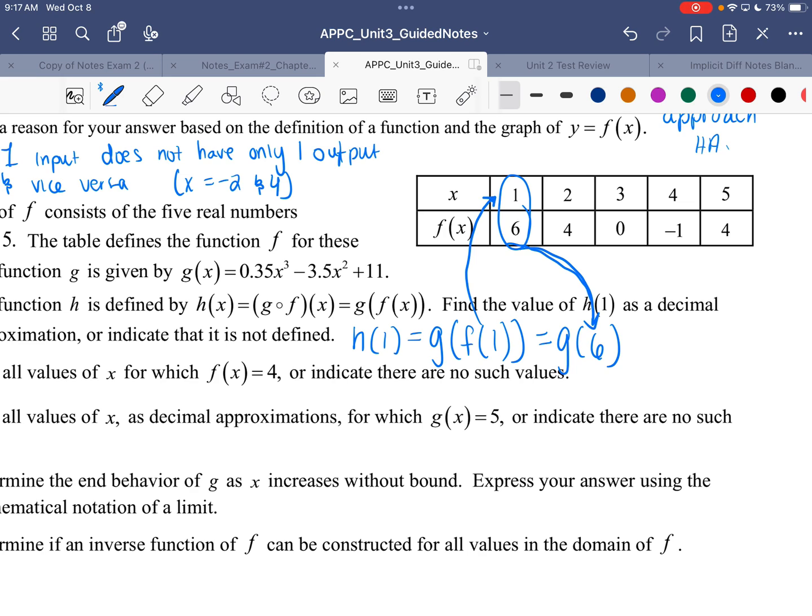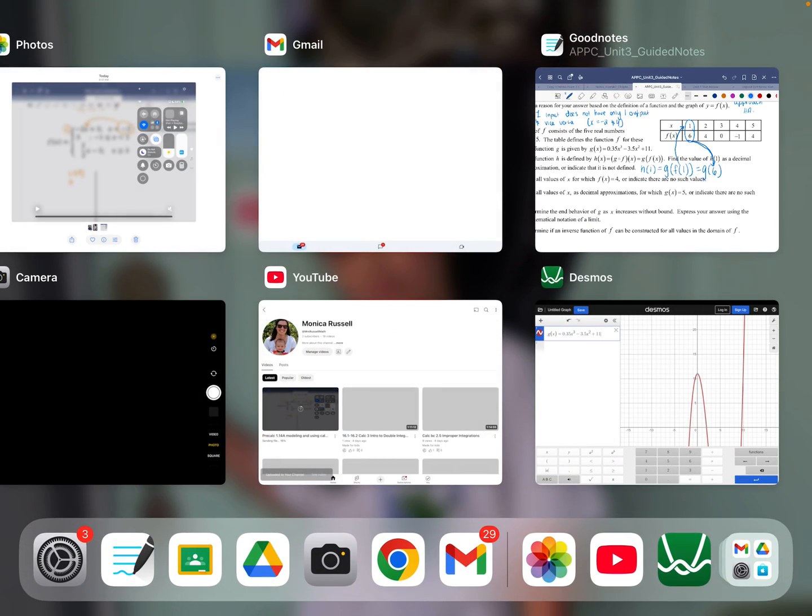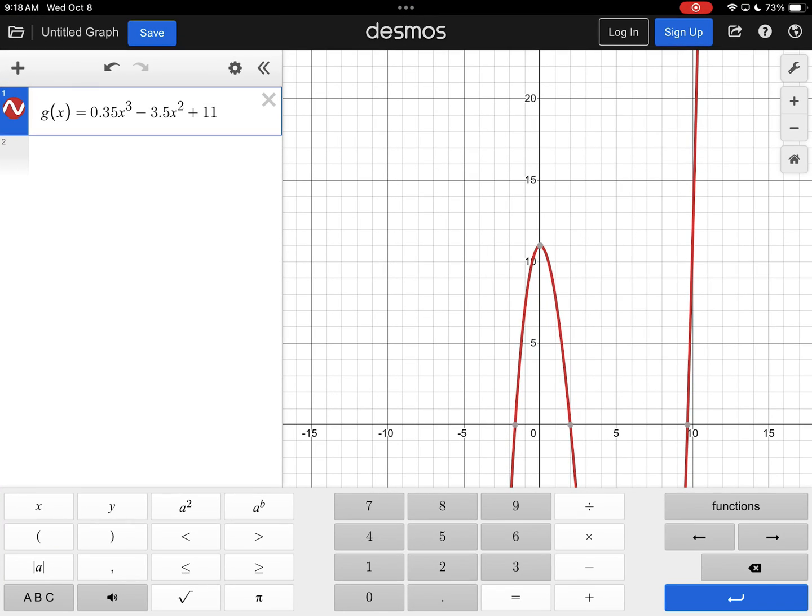Okay, as long as you've typed into Desmos and called it something other than y equals. When it's y equals, Desmos gets kind of wonky about it. It wants a name. So I just would call it whatever the question called it. So I called it g of x. Then you're going to do g at 6. You should have gotten negative 39.4.